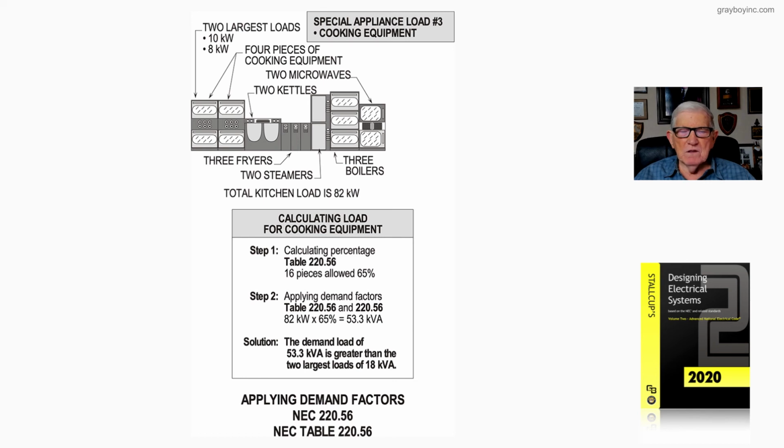So that's what this figure 23-12 is illustrating, when you would have a demand factor based upon the type of special appliance loads that you would have in the restaurant, say in the kitchen area, or even maybe a cafeteria. And that's what this figure 23-12 is illustrating to the user of the NEC.